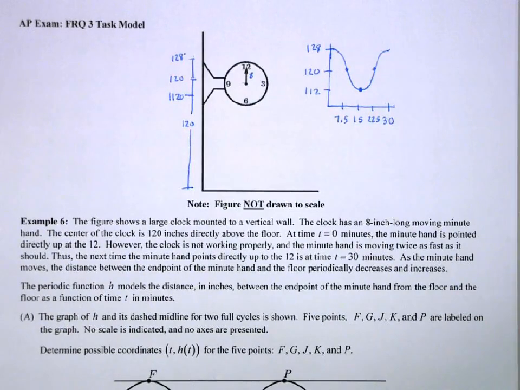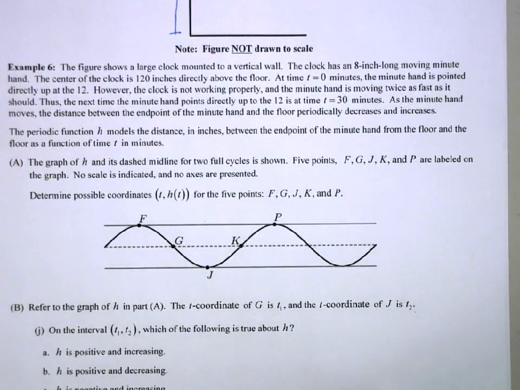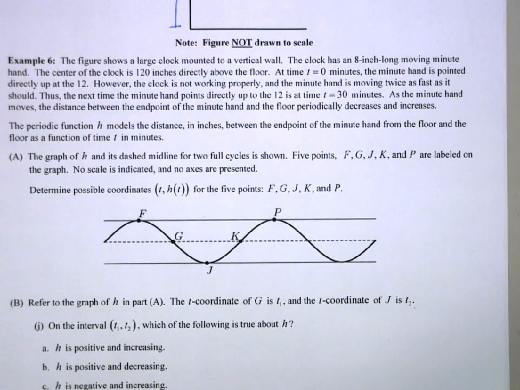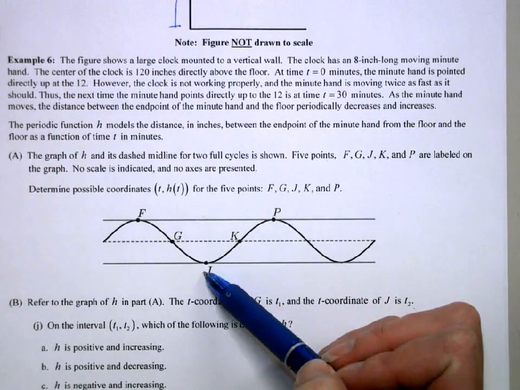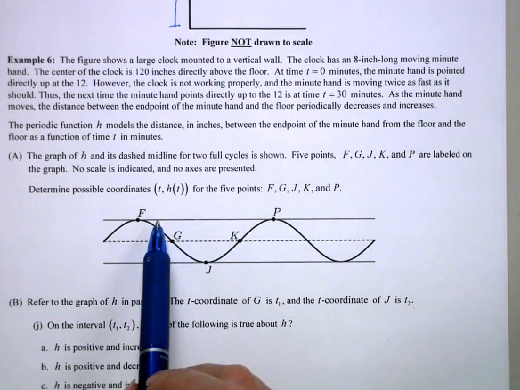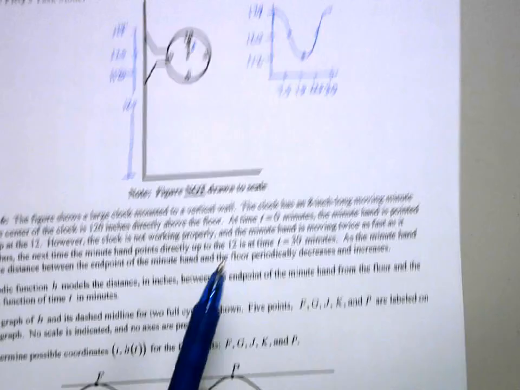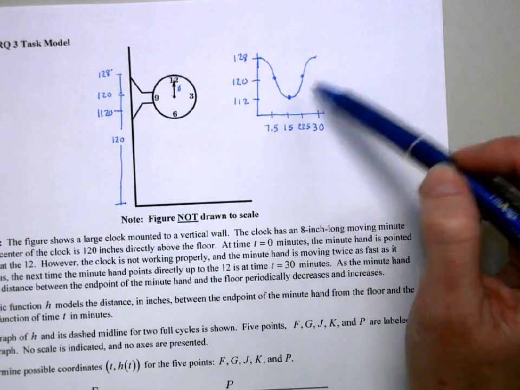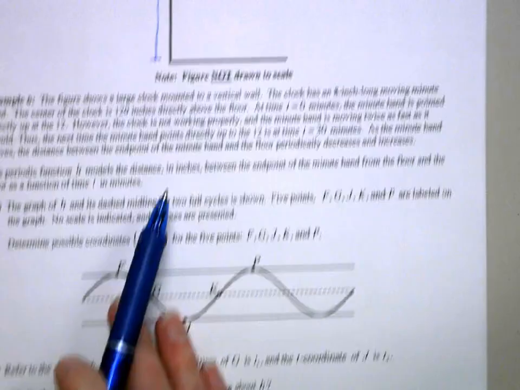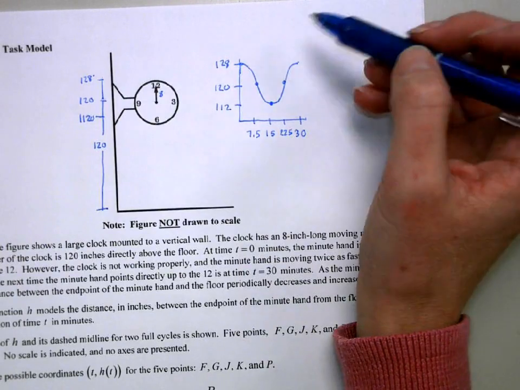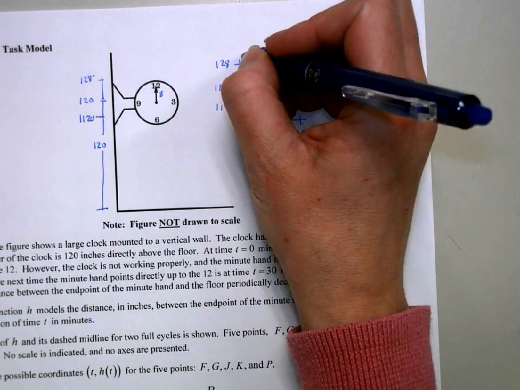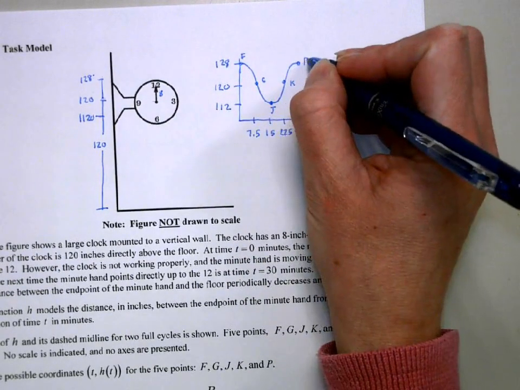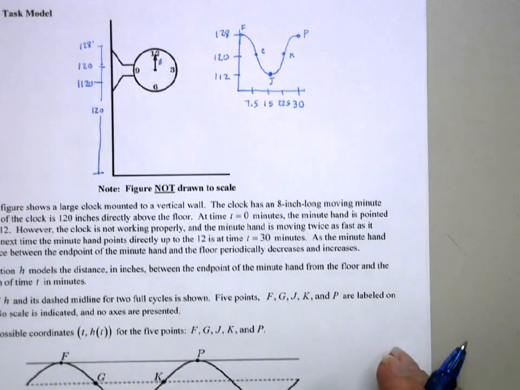Okay, so our first task is we have the graph of 2 cycles of a periodic function. Points F, G, J, K, and P are labeled. We are going to determine possible coordinates. Okay, because this is going to repeat itself, there's an infinite number of correct solutions here, but we have what we need here. Notice F starts at a maximum, so we want to make sure that our graph starts at a maximum. So my points, this is going to be F, this is going to be G, this is going to be J, this is going to be K, this is going to be P. Okay, that's what I have here.